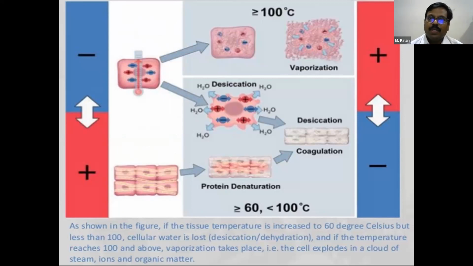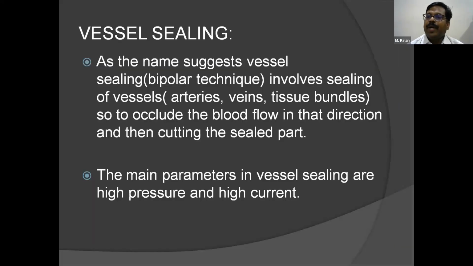And here you can see a simple thing: cutting means it is a vaporization, and coagulation is heating the tissue to more than 100 degrees Celsius. Nowadays we can see advanced vessel sealing, whereas in the electrosurgical unit we will be seeing only cutting, coagulation and bipolar.